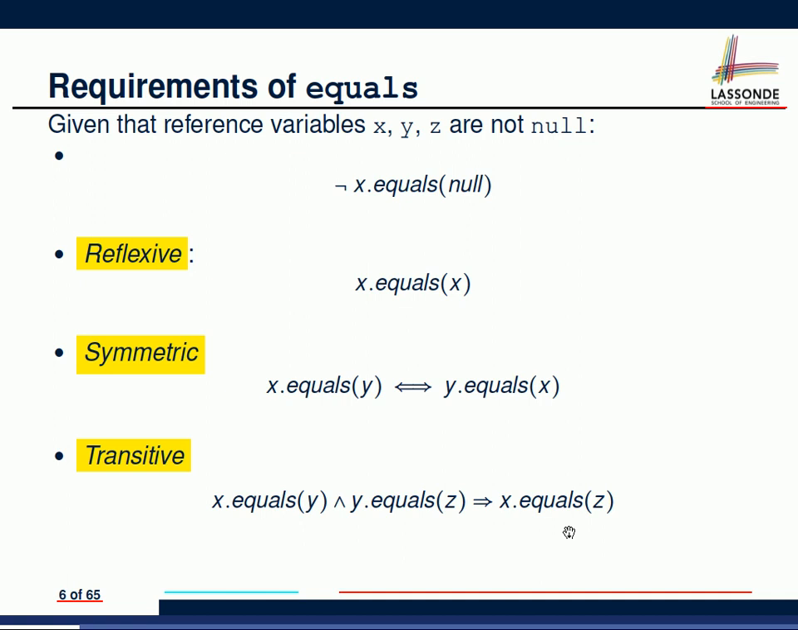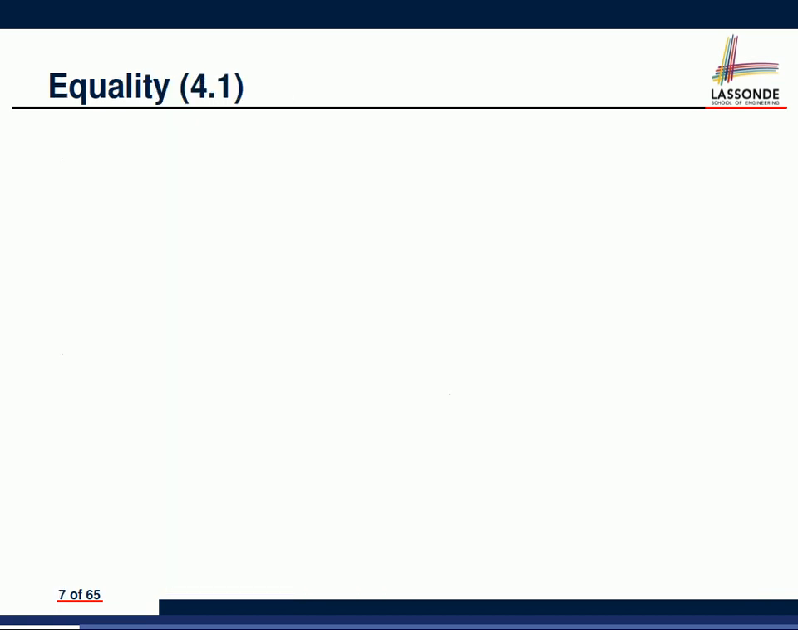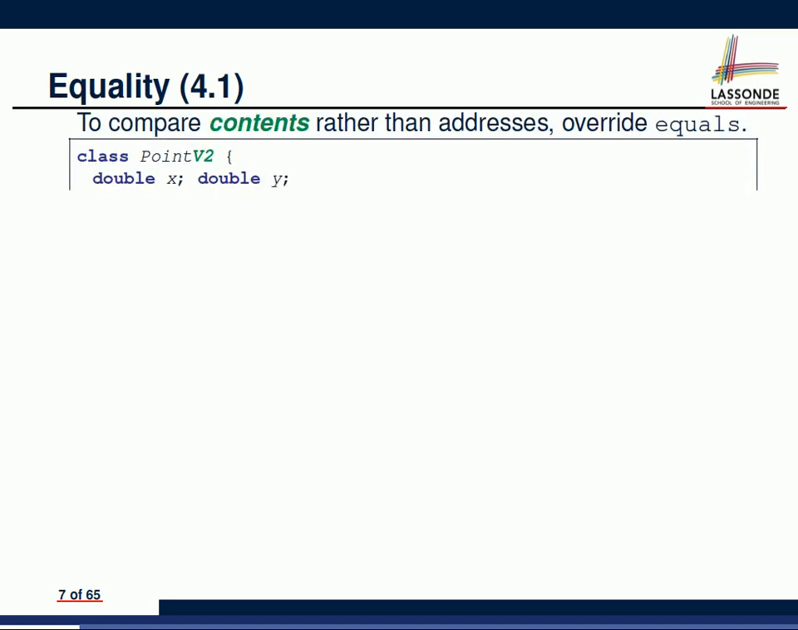Okay? Let's see more examples. Having seen these principles, let's have a look. If you want to see more about the equals method, you can click on the link. That's the API for the equals method for the Object class. Let's now consider the second version. The second version goes like this.